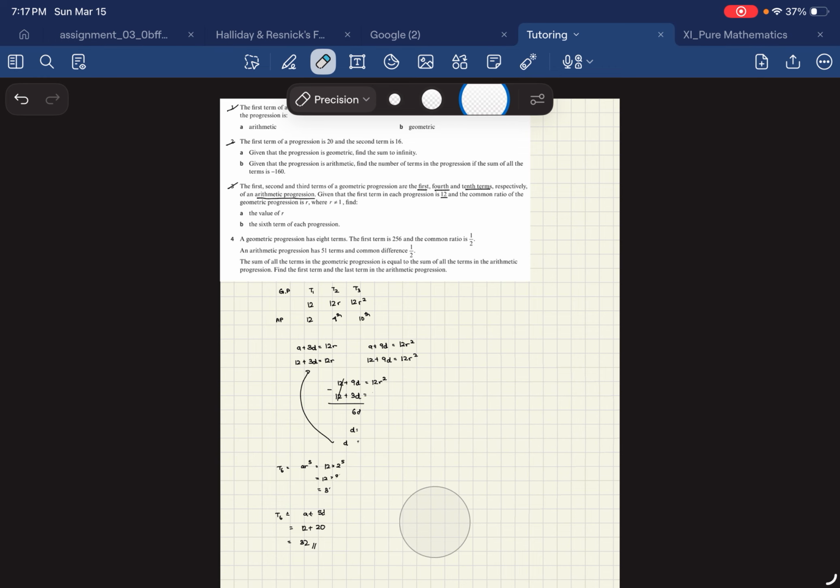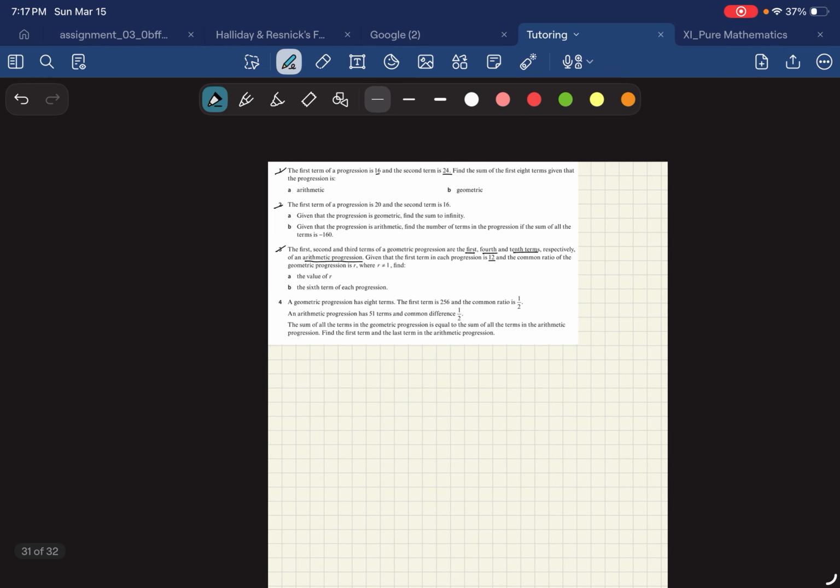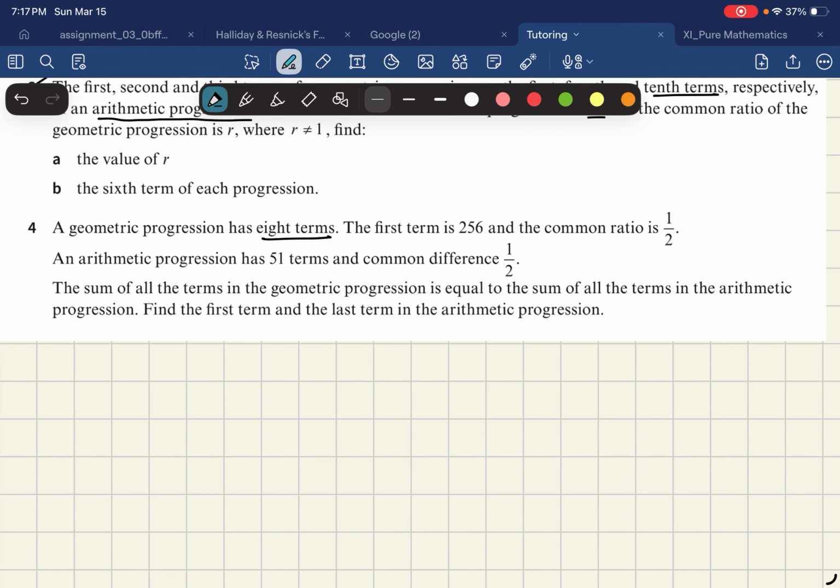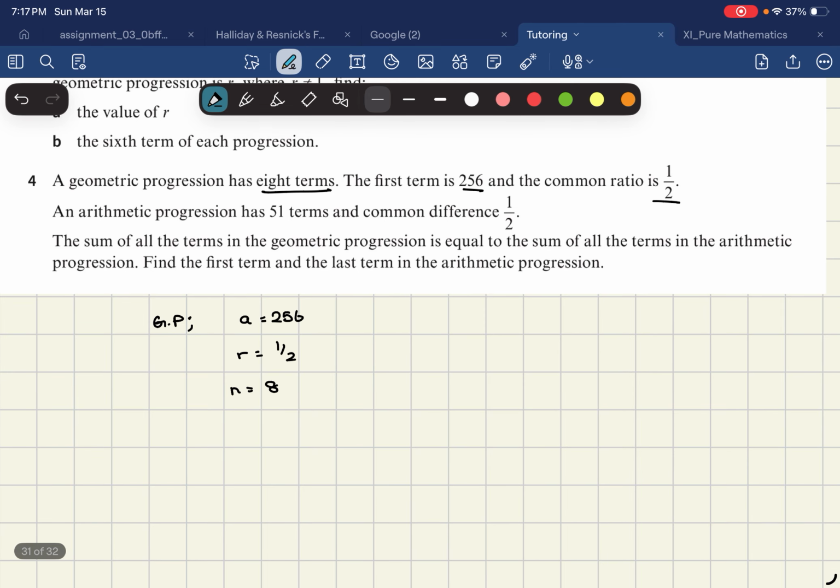Moving on to question 4. So a geometric progression has 8 terms. The first term is 256, and the common ratio is half. So we have a geometric progression, and the first term, let's say, is a, which is 256, and r is equal to half, and n is equal to 8. We have 8 terms. So this is for the GP.